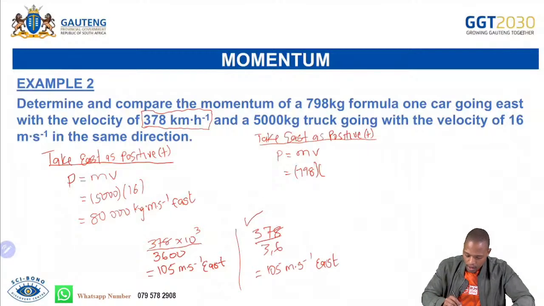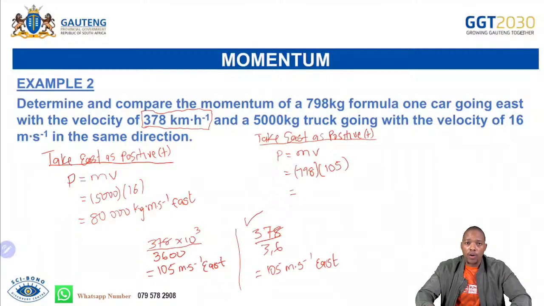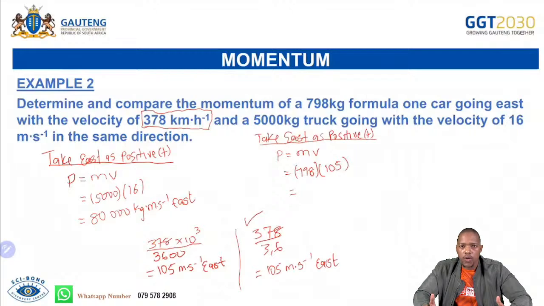Right. Now, the velocity that we are going to substitute here is 105. Question, why are we not substituting the 378? Why not? Remember, we work in SI unit, and all numbers that we substitute must be in SI unit. Hence, kilometers per hour is not the SI unit. It's a unit, but not SI. SI is meters per second. So we must always convert back to SI unit, and we work in SI unit, grade 12. So let's do the calculation.